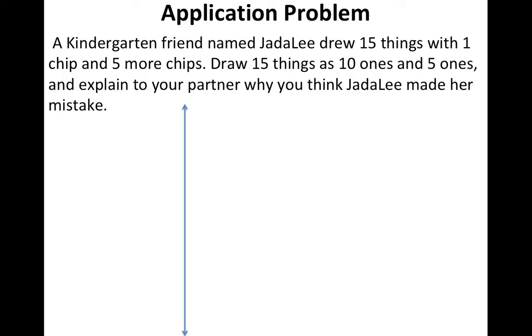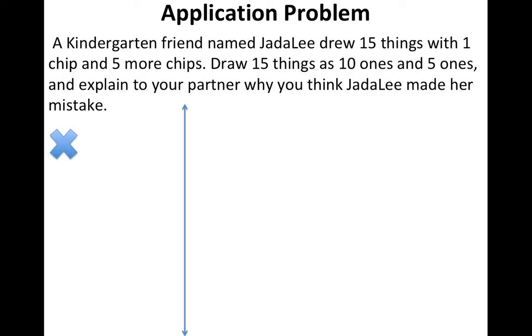So again, a kindergarten friend named JadaLee drew 15 things with 1 chip and 5 more chips. And draw 15 things as 10 ones and 5 ones. Explain to your partner why you think JadaLee made her mistake.